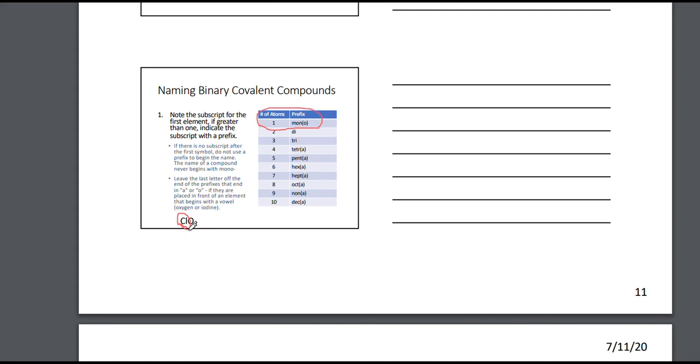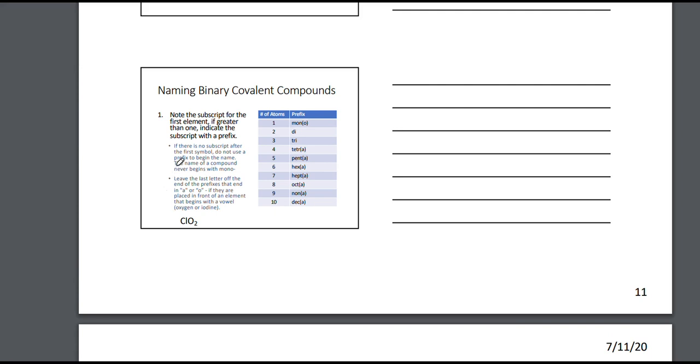Okay? So for example, in this case, it's chlorine and oxygen. Because for chlorine there is no subscript down here, we are going to assume the number is 1. And because chlorine is the first element we're naming in this covalent compound, we are not going to use mono. We will just use the word chlorine. We will use the word mono for the second element, but not the first element.